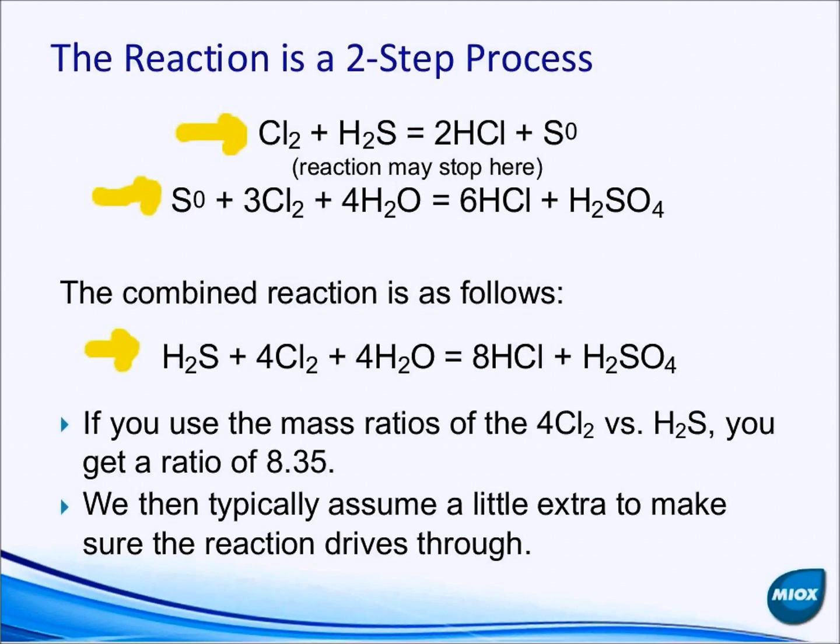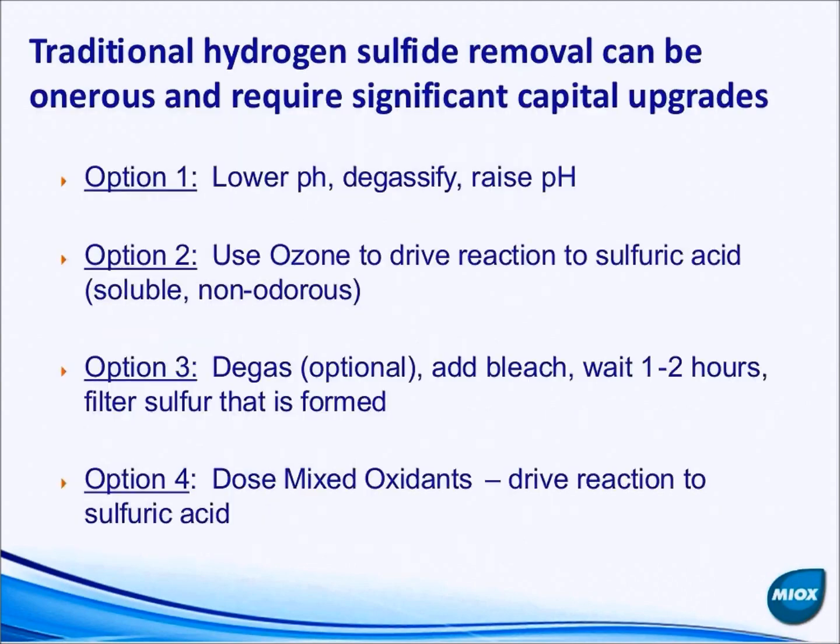This takes those two and calculates out, and you can use that to calculate a ratio of 8.34 parts per million of chlorine for each hydrogen sulfide. So now going back to our options, one of the real challenges is that regular chlorine does not do a very good job, if at all, of reacting with elemental sulfur. Elemental sulfur is fairly stable. It doesn't like to react very well, and you need a strong oxidant to drive that reaction all the way.